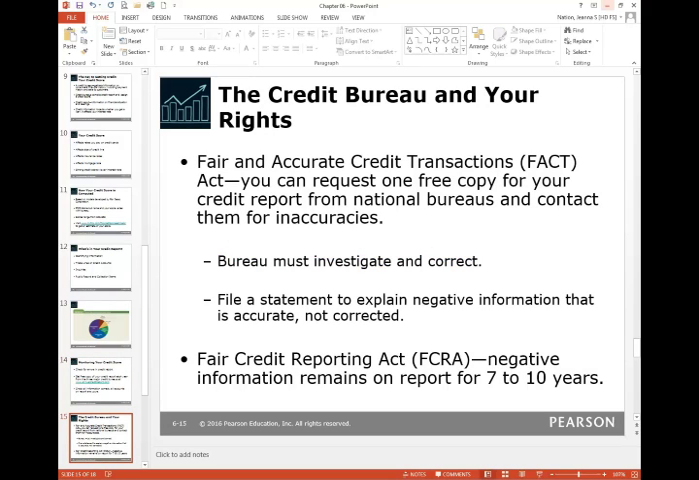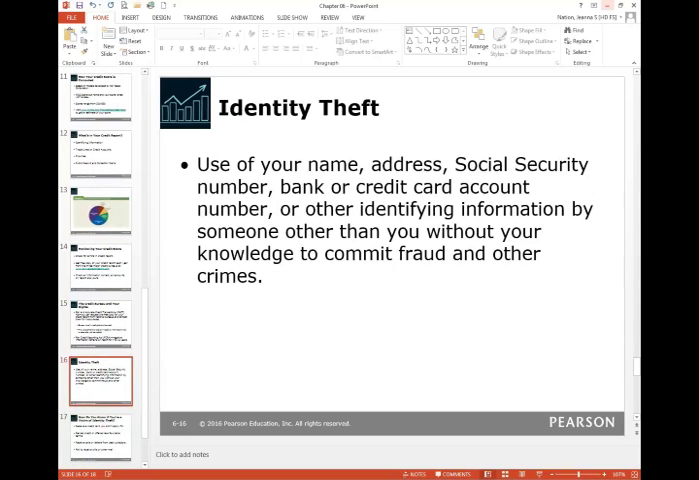You also need to know your rights. So the FACT Act is the legislation that provided you the 1 free copy, which also says credit bureaus must investigate and correct it if it's inaccurate. You also are given a statement, so many words to explain negative information that must be there. The Fair Credit Reporting Act also says that negative information will only stay on there for 7 years for typical information and then 10 years for bankruptcy. So all items will fall off eventually, but it's 7 years at the earliest from the last date of contact.